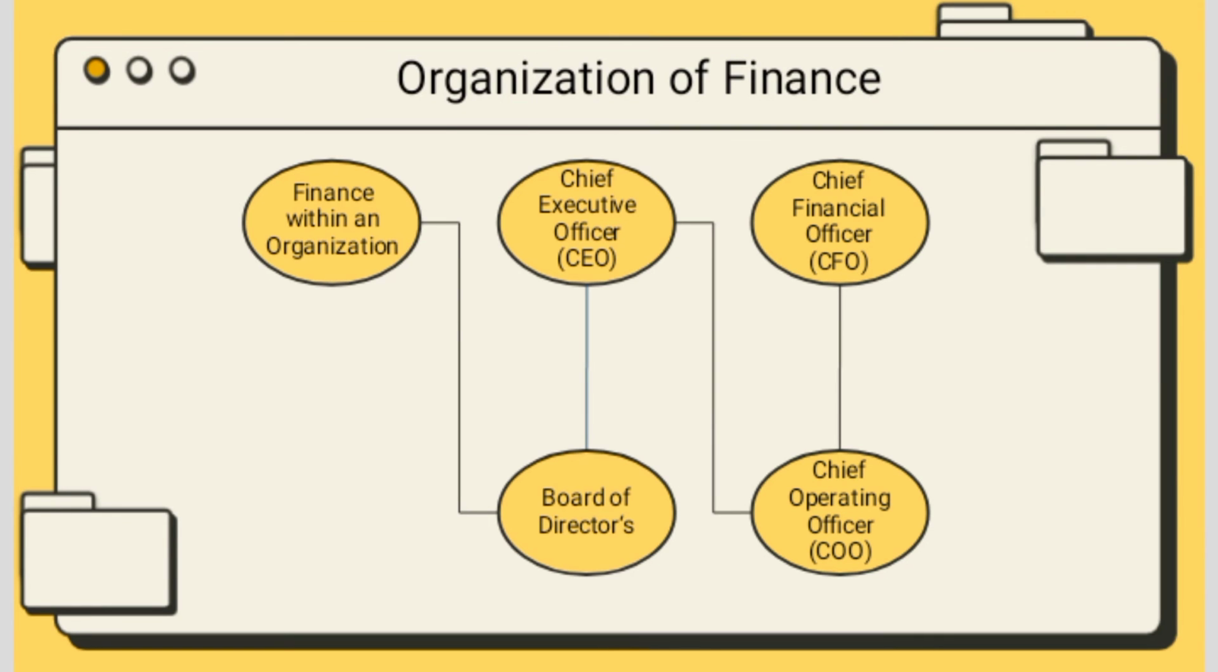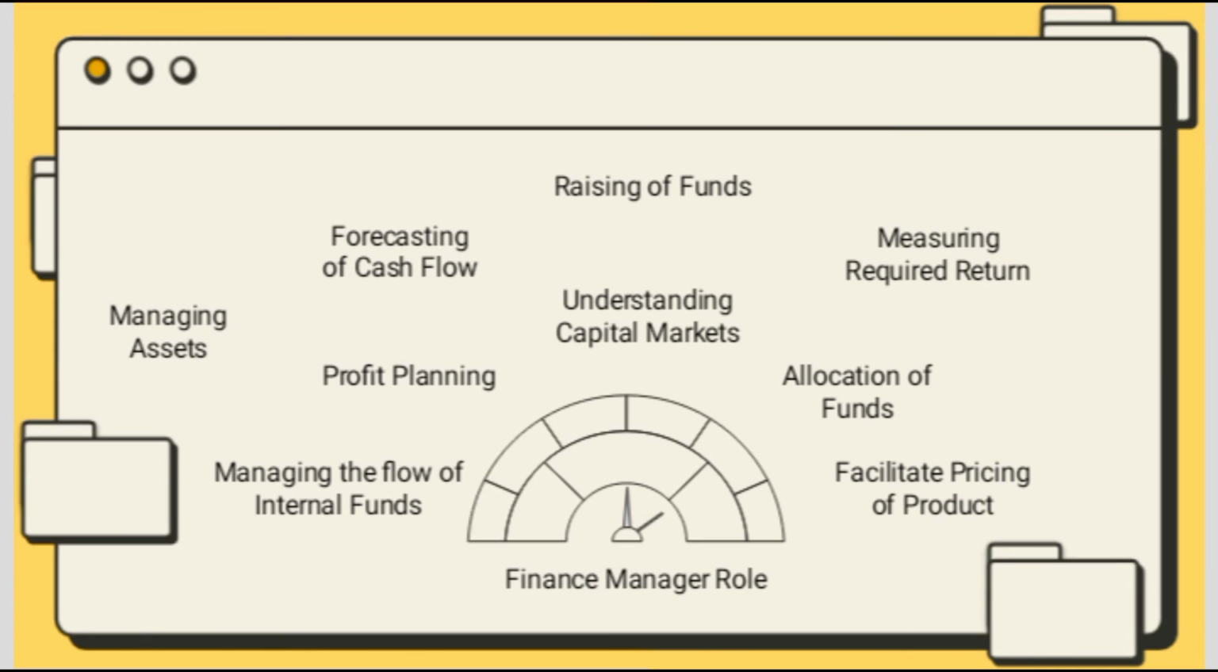Organization of finance function. Here are the finance officers within an organization, under the board of directors. First one is the CEO or Chief Executive Officer. Next is COO or Chief Operating Officer. And lastly, the CFO or Chief Financial Officer. Financial manager role.